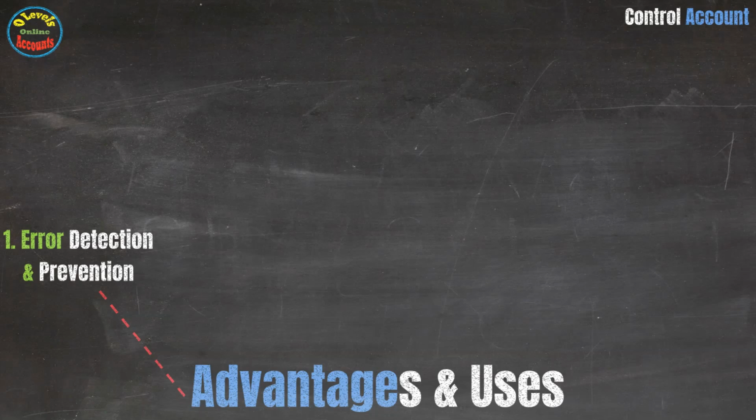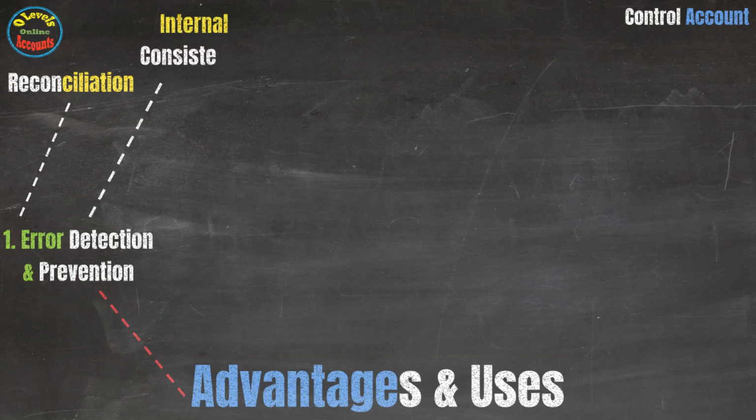These are as follows. The first subpoint is reconciliation. Control accounts enable easy reconciliation between the general ledger and subsidiary ledgers. Any discrepancies between the control account balance and the sum of individual balances in the subsidiary ledger can be quickly identified, making it easier to detect and correct errors such as double entries, omissions, or incorrect postings. The second sub-point is internal consistency. Regular reconciliation of control accounts ensures that all transactions are accurately recorded, and that the accounting records are consistent.